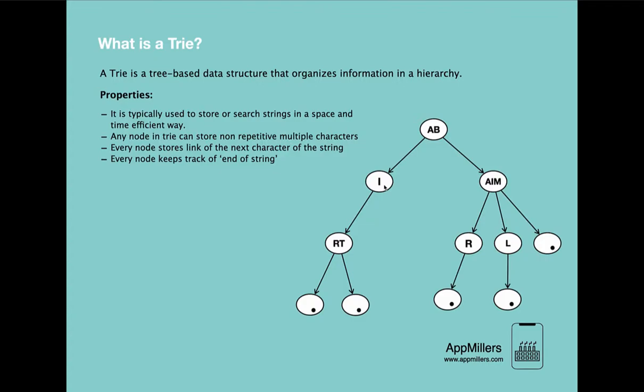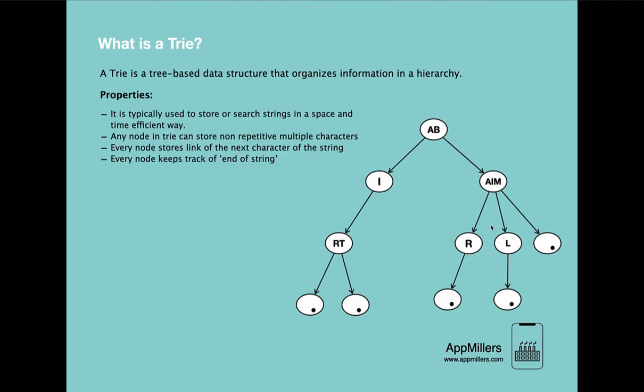Now here you need to be careful that we say non-repetitive characters. You might be interested in why non-repetitive characters. We will explain this in a while, just bear with me. Also, we see from this tree that every node stores the reference to the next node. For example, the root node has 2 references, to this node and to this node. Then this node has a reference to its child and others also have references to their children as well. So every node stores the link of the next character of the string.